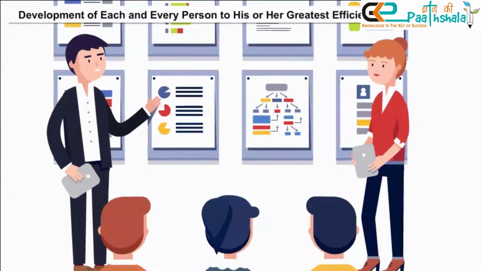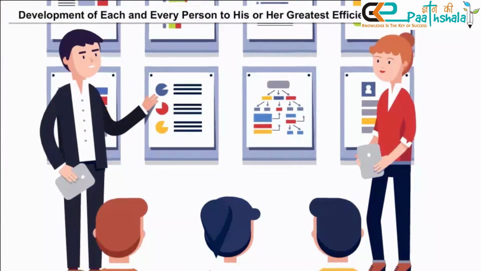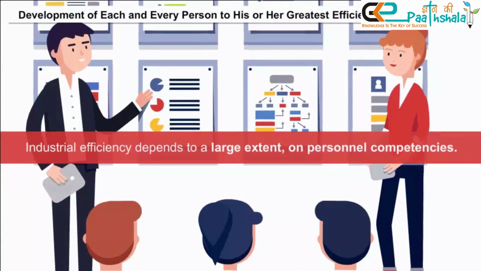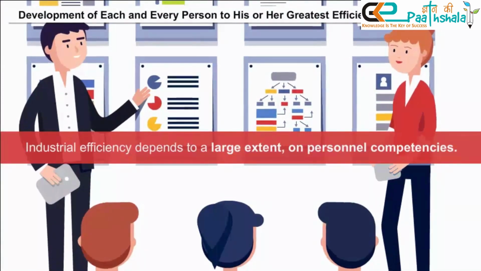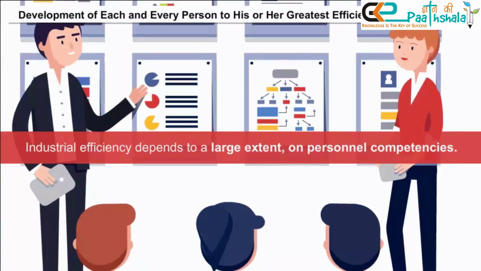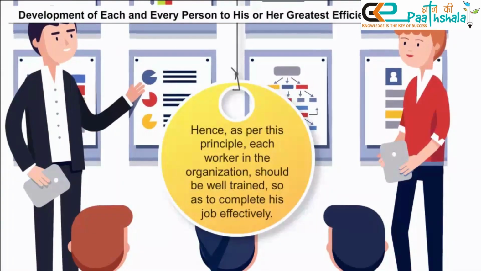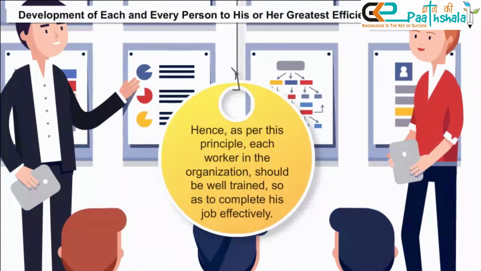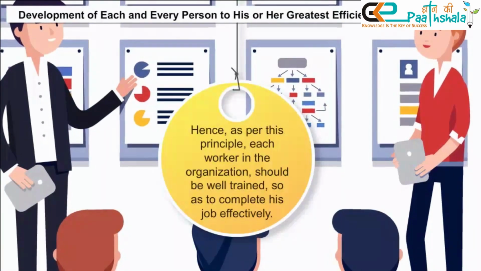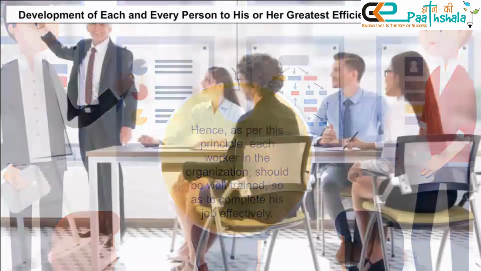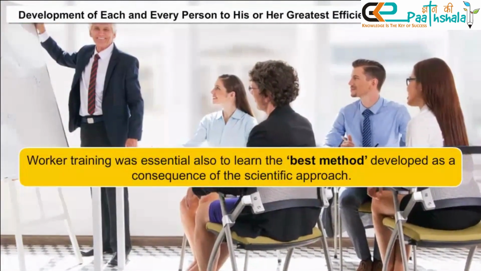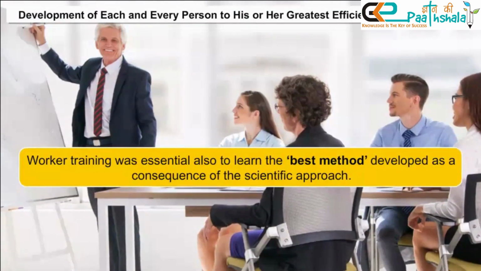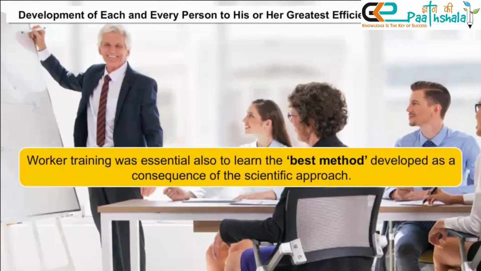Development of each and every person to his or her greatest efficiency and prosperity. Industrial efficiency depends, to a large extent, on personal competencies. Hence, as per this principle, each worker in the organization should be well trained so as to complete his job effectively. Worker training was essential also to learn the best method developed as consequence of the scientific approach.